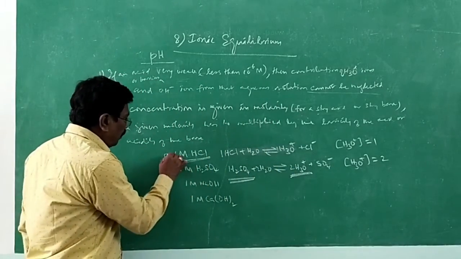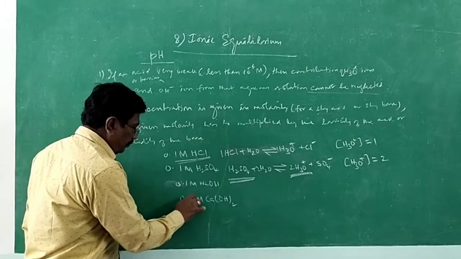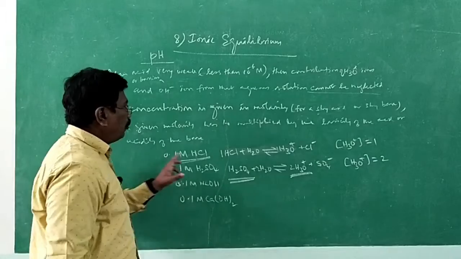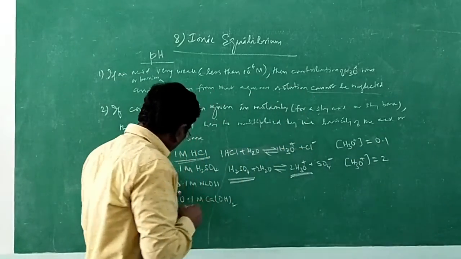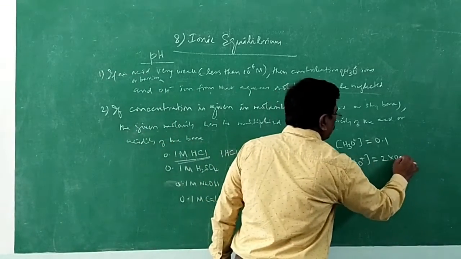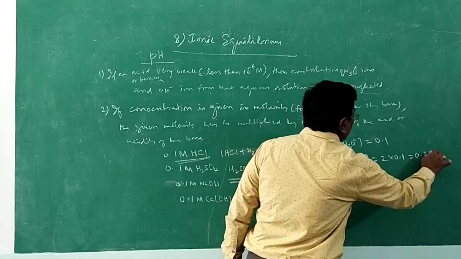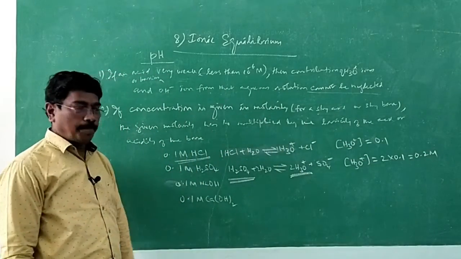Suppose I take 0.1, usually it may not be 1 molar, let me take 0.1. 0.1 molar HCl will give only 0.1 molar. But 0.1 molar sulfuric acid will give 2 into 0.1 molar, which is equal to 0.2 M. Don't forget, that is an important point if it is given in molarity.